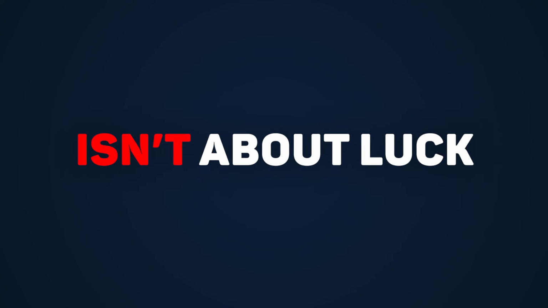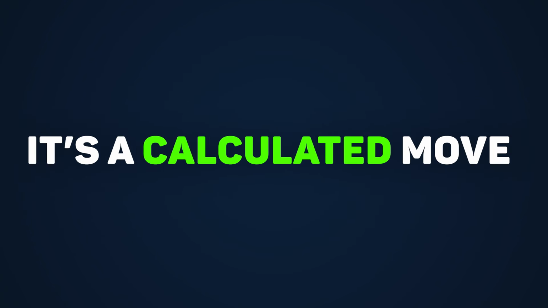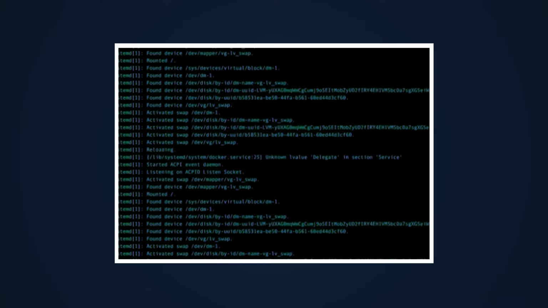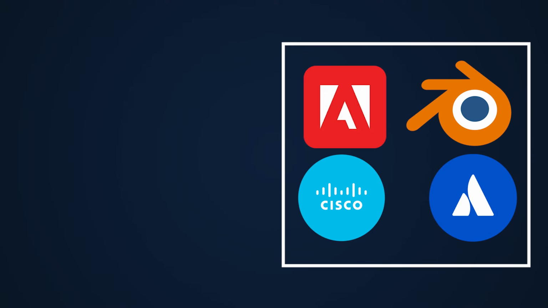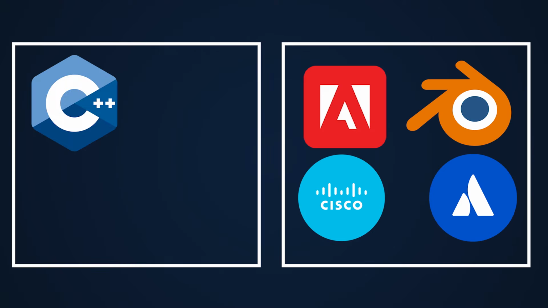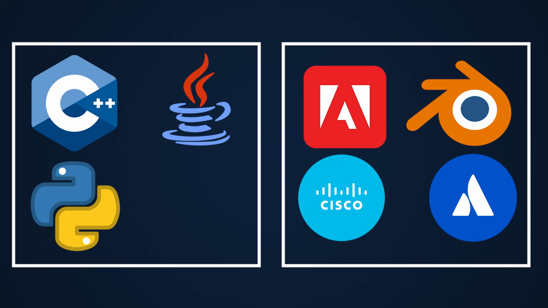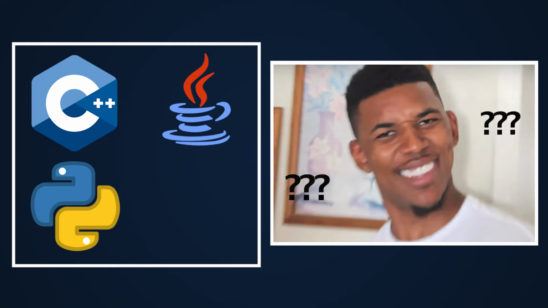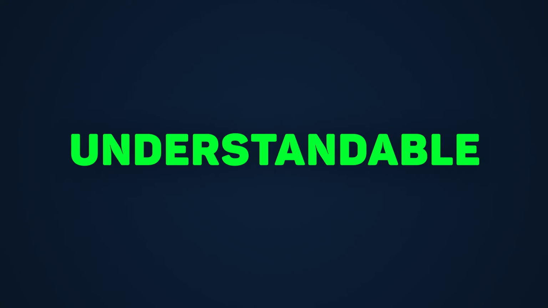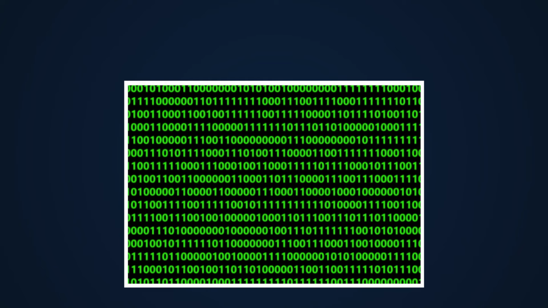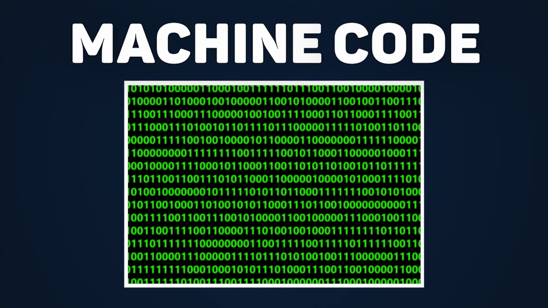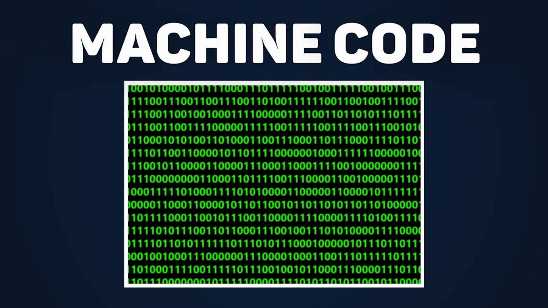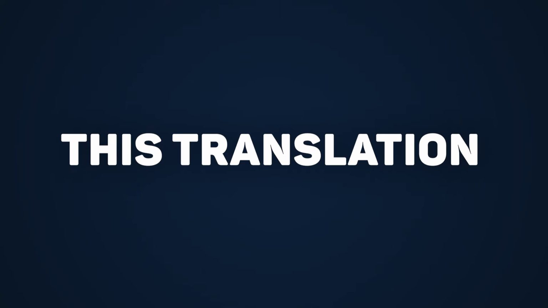This process isn't about luck. It's a calculated move that starts with understanding how the software is written. Programs are crafted in languages like C++, Java, and Python, languages that make perfect sense to developers, but are complete gibberish to your computer. To make it understandable, the code gets translated into machine code, which is essentially a mess of 1s and 0s that the computer can process. This translation is known as compilation.